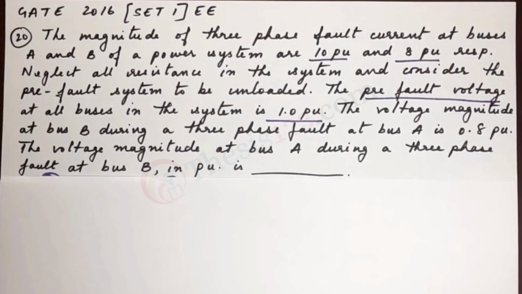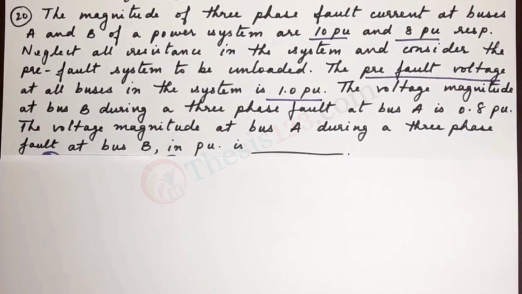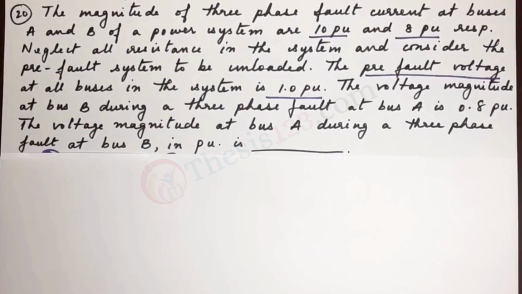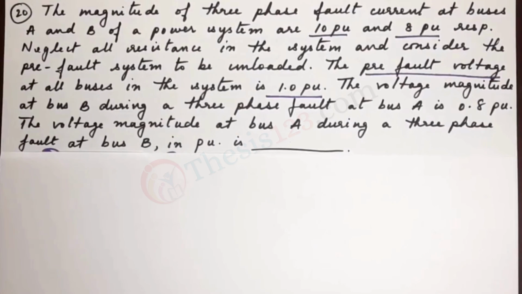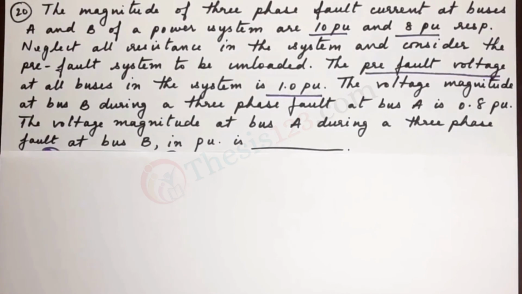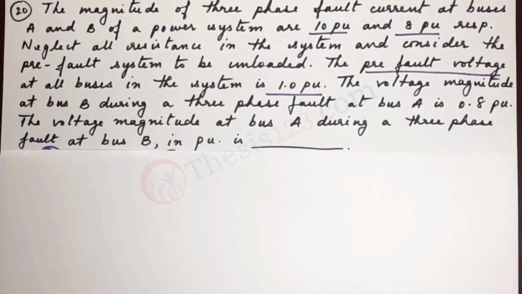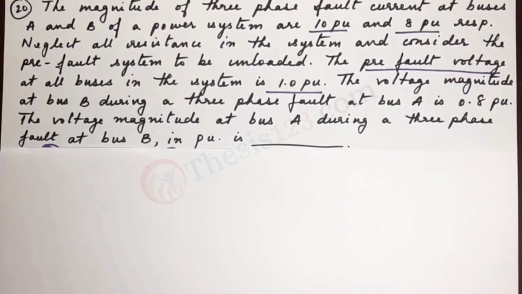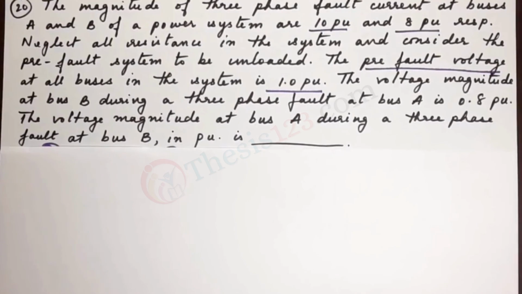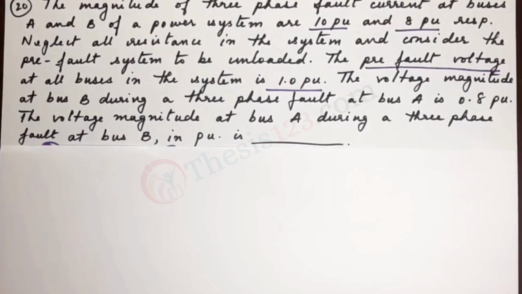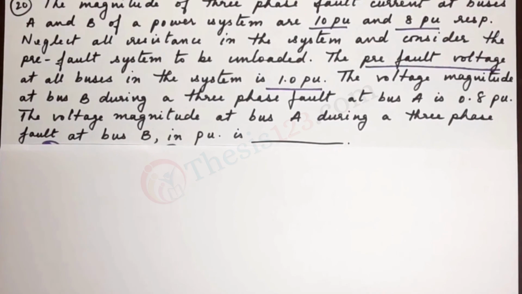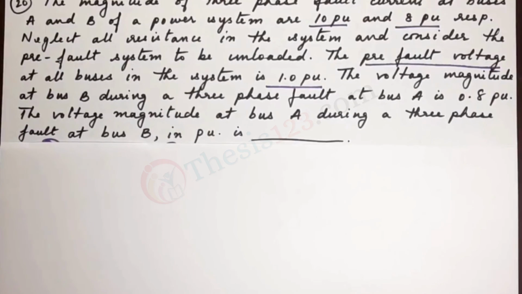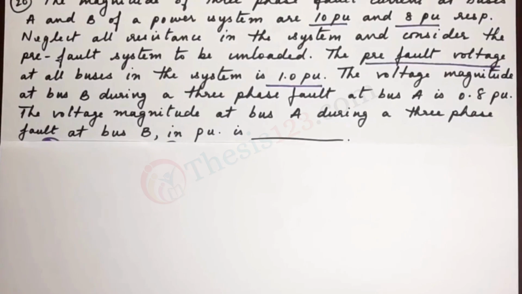Here's the next question, number 20. The magnitude of three-phase fault current at buses A and B of a power system are 10 pu and 8 pu respectively. Neglect all resistance in the system and consider the pre-fault system to be unloaded. The pre-fault voltage at all buses in the system is 1 pu. The voltage magnitude at bus B during a three-phase fault at bus A is 0.8. And the voltage magnitude at bus A during a three-phase fault at bus B is dash.